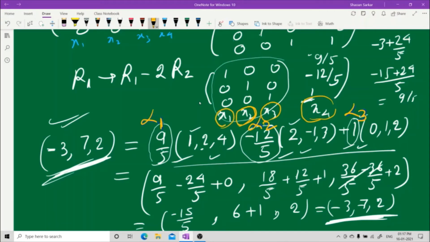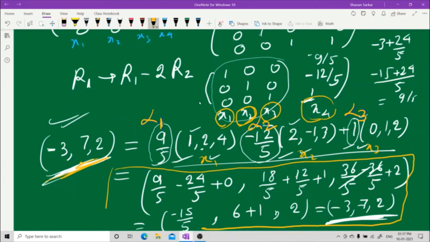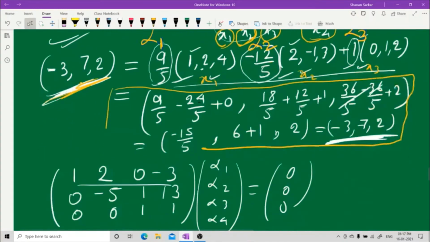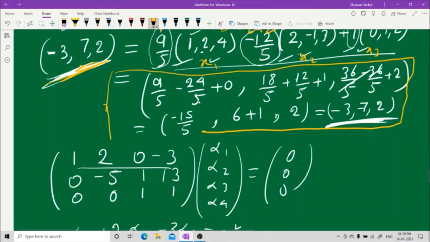That means I have written x4 in terms of x1, x2 and x3. That means this vector is dependent on x1, x2 and x3. I did this calculation, and you may not show it in the examination hall. I did it to make you understand that the result gives me the same value. I hope you have understood this topic here.